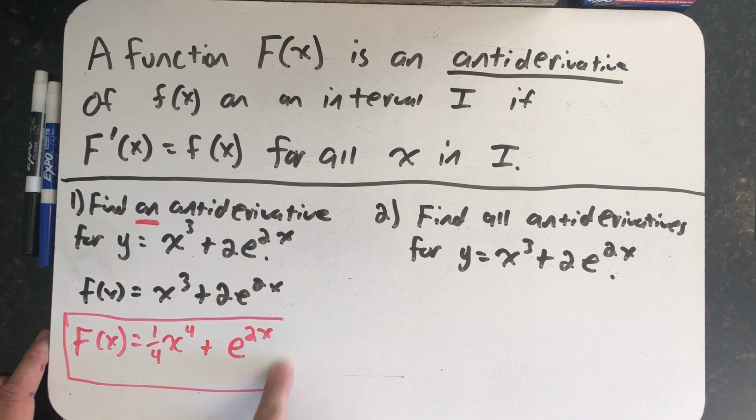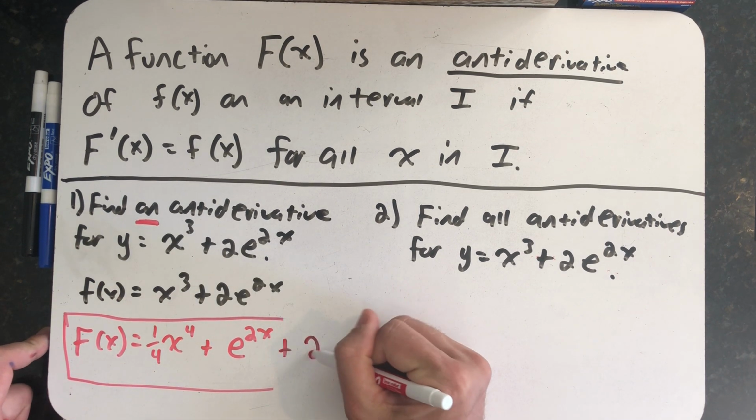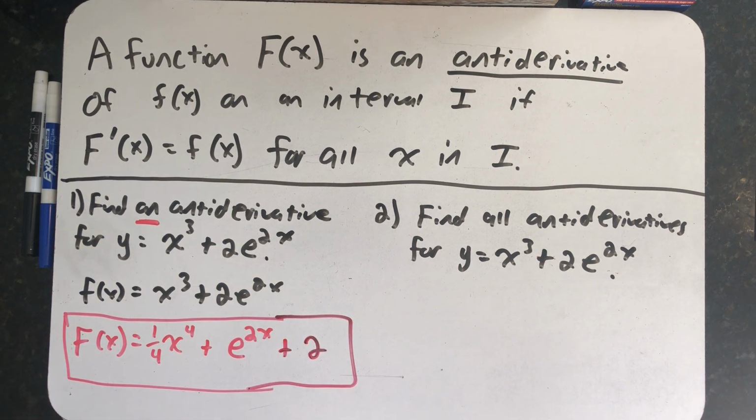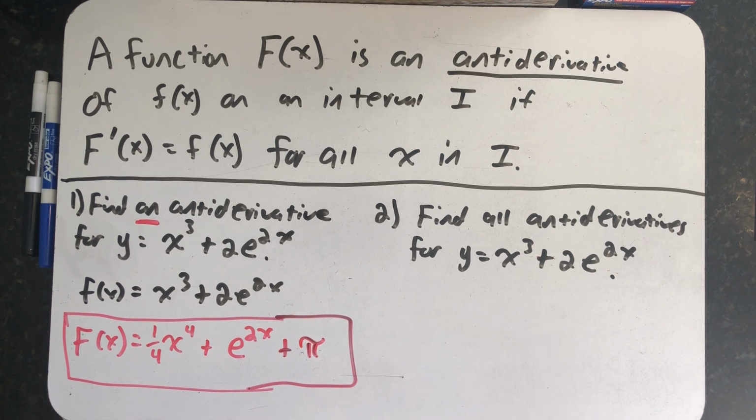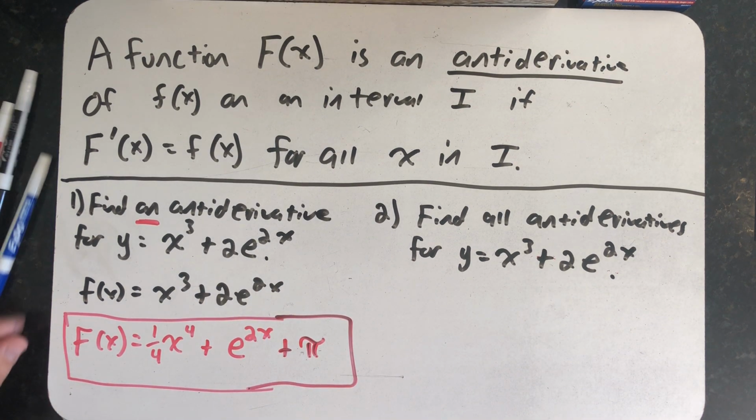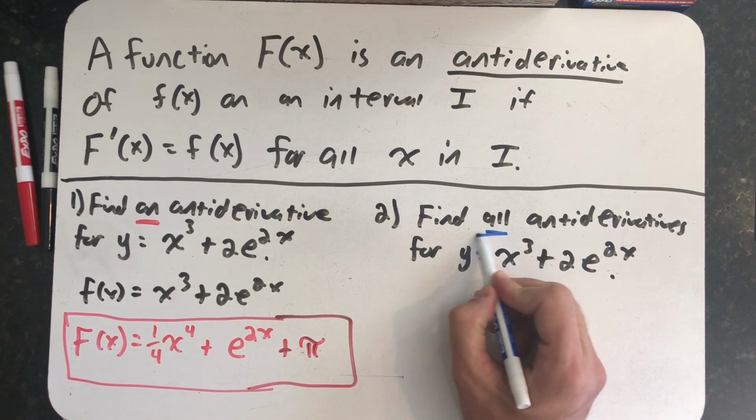Now, what's fun about this problem is you could actually come through here and say plus 2, because now that's still an antiderivative for that one. Or you could say plus pi, because maybe pi is your favorite number, and still this function's derivative is the one that was given.